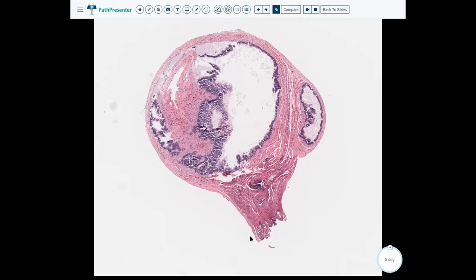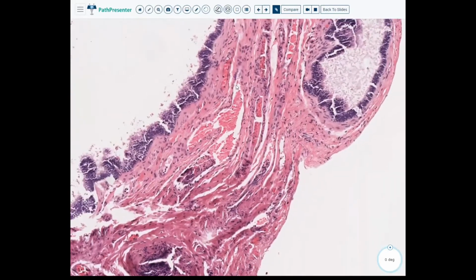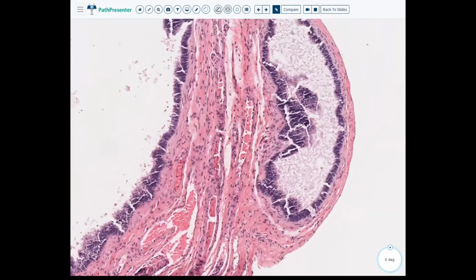Looks like it has a stalk here, and maybe some mucin, and probably intact epithelium, but a little hard to tell. And then maybe it looks like some vessels here at low power. So if we go down, we can see that yes, we have vessels.